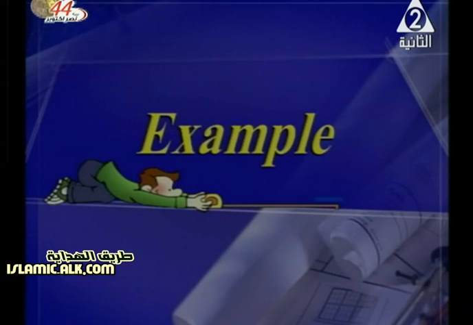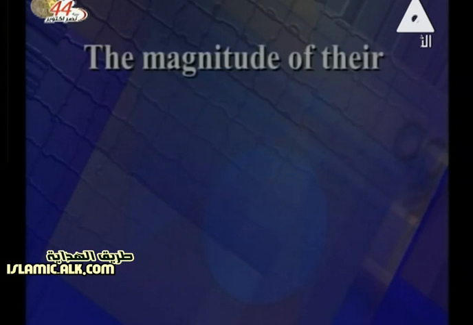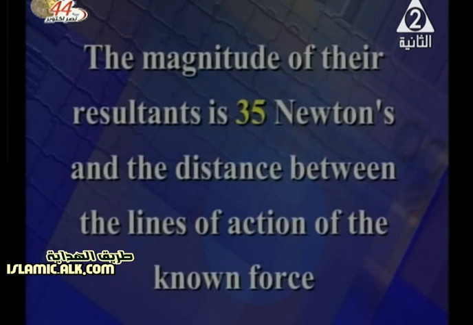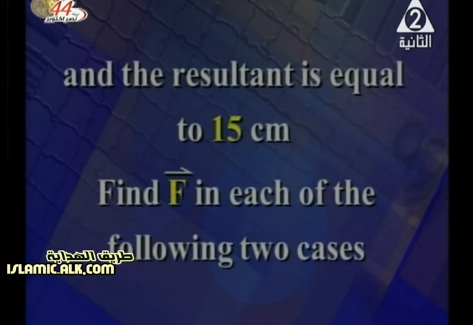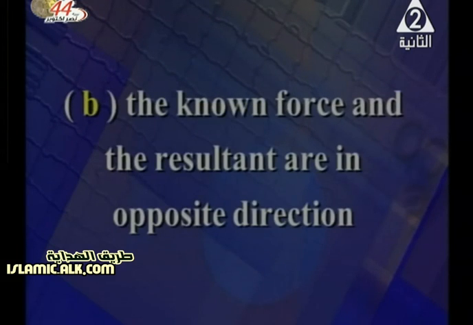Now we move to an important example. Two parallel forces of magnitude 20 and F newtons act at the two points A and B. The magnitude of the resultant is 35 newtons, and the distance between the line of action of the known force and the resultant is equal to 15 centimeters. Find F in each of the two following cases. The first: the known force and resultant are in the same direction. Number two: the known force and the resultant are in opposite directions.